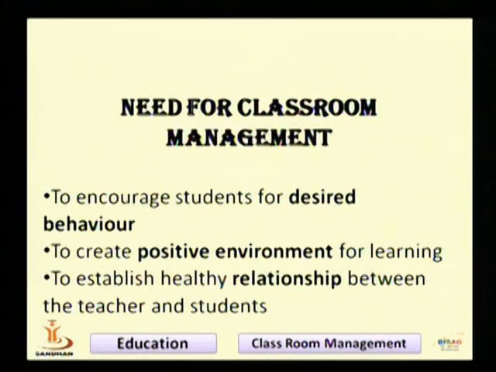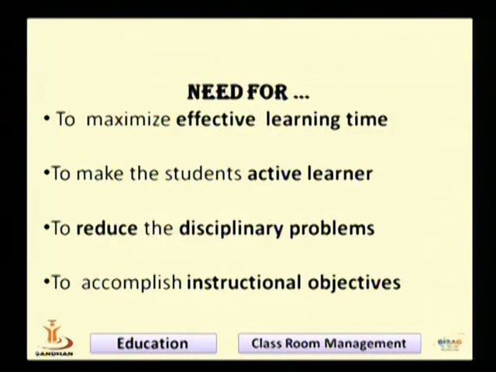But remember, when we talk of relationship, it means rapport between teacher and learners. Then, to maximize effective learning time. Now see, certain fixed time has been given, suppose 60 minutes, 55 minutes, 2 hours, 1.5 hour. That hour is the only hour that is available with the teacher. If teacher wastes it, or if it is wasted in discipline of students, what will happen? Effective learning time would automatically be shortened.